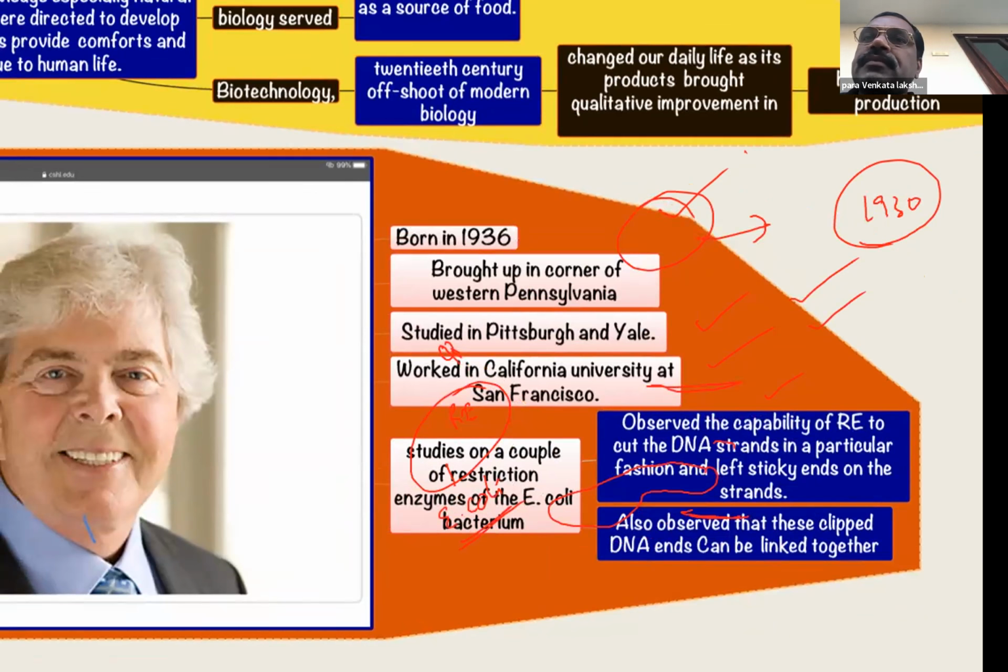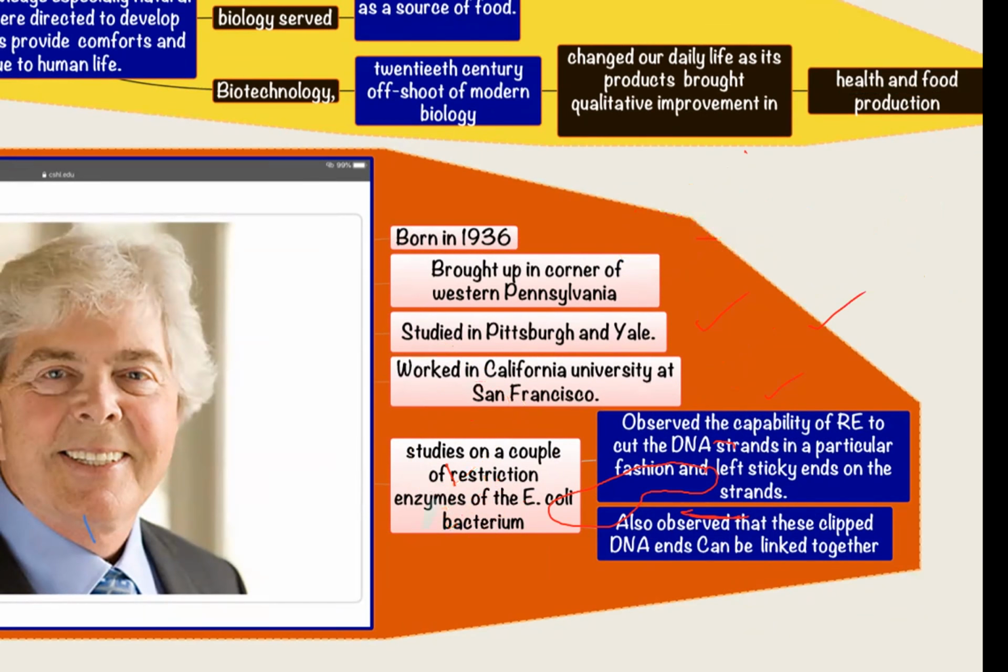Who is this person? What is the name of the person? Herbert Boyer. Who worked on restriction enzymes? This person worked on restriction enzymes, Boyer.